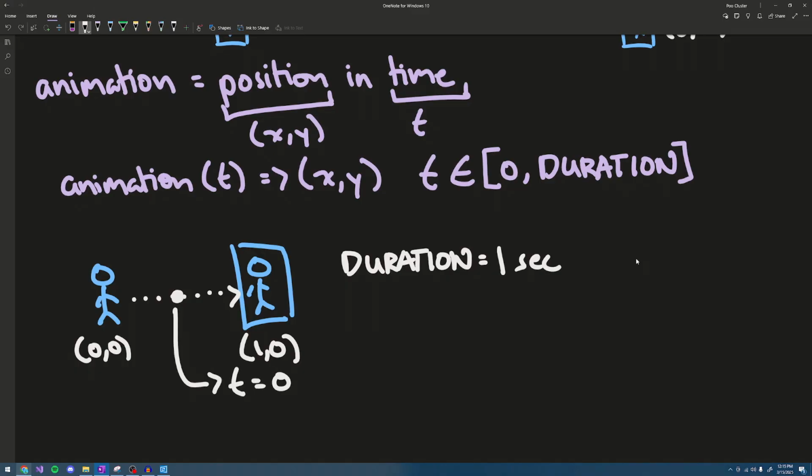If t is equal to 0.5, given our duration is 1 second, that should imply that our positions would actually be 0.5 for x and still 0 for y. This makes sense because 0.5 is in the middle of 0 to 1, and 0.5 for t is in the middle for 0 to duration.